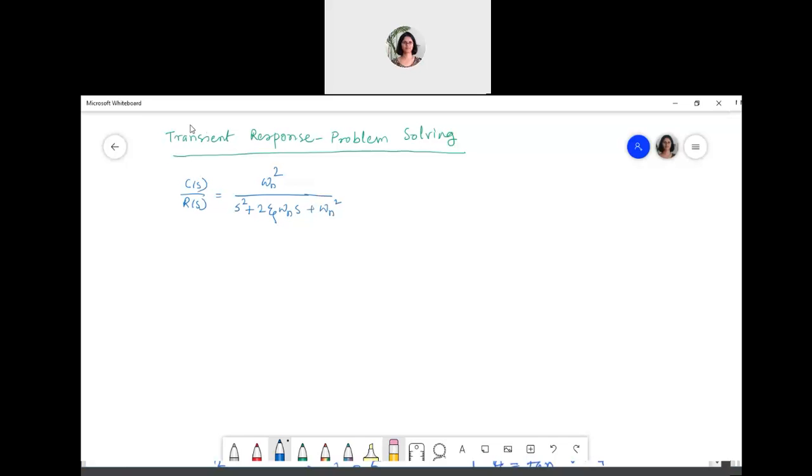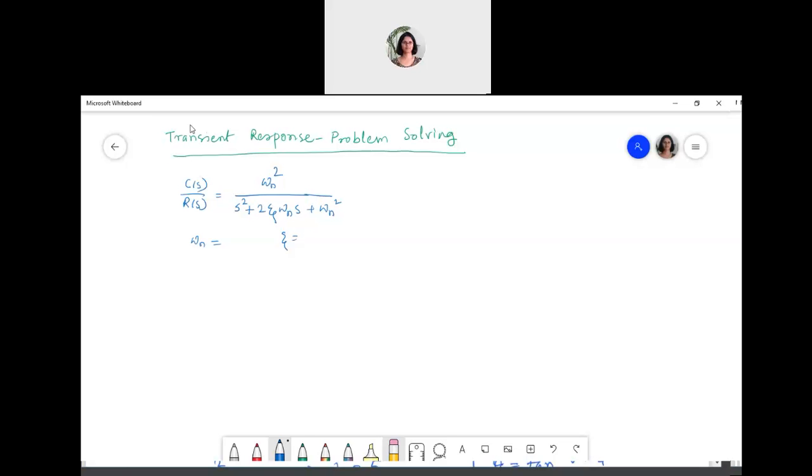We need to remember one thing: from the given transfer function, we can compare it with this standard form to calculate omega n and zeta. Omega n is the natural frequency, zeta is the damping ratio. When we do this comparison, we need to keep in mind that the numerator term, omega n square, may not always match the constant term given here. This and this may not match if the numerator is a function of s or something else.